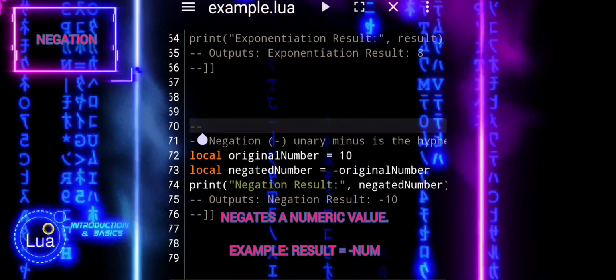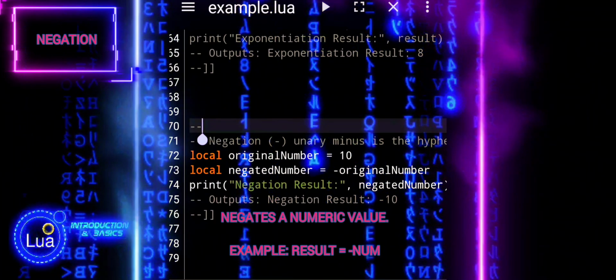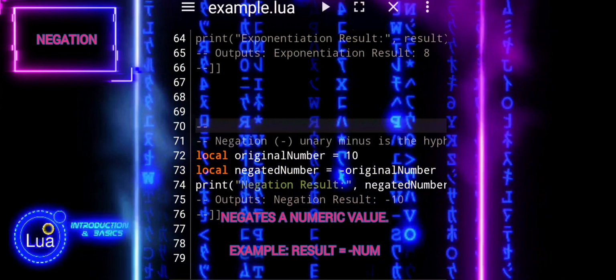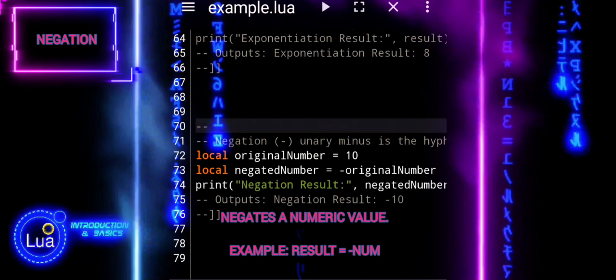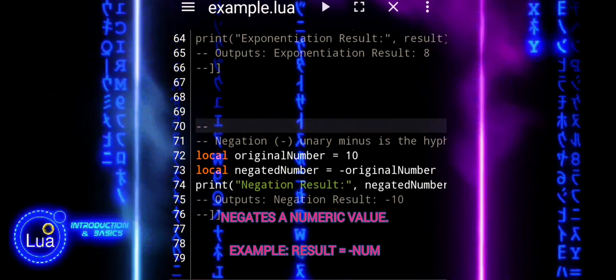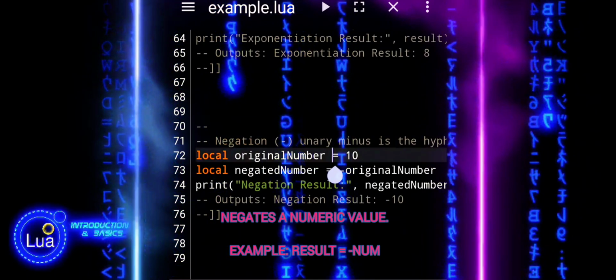Negation, characterized by the hyphen symbol, is a way of flipping the sign on numeric values. It transforms positivity into negativity and vice versa, offering a quick change of direction in your Lua code.